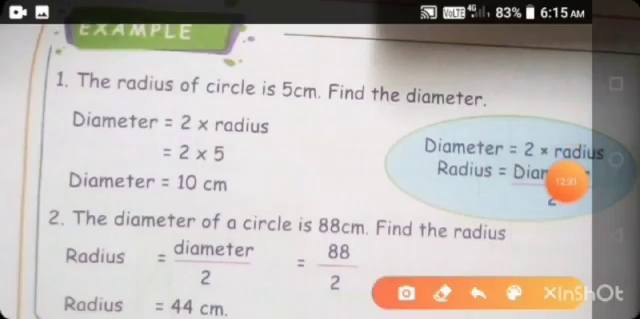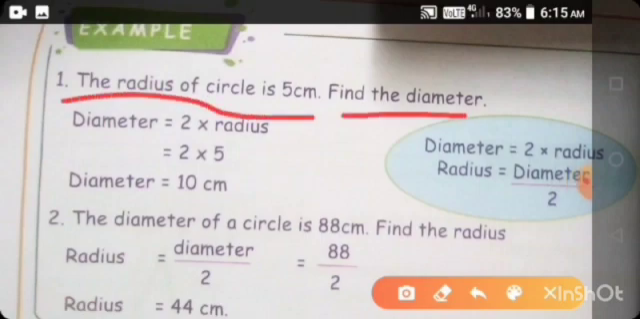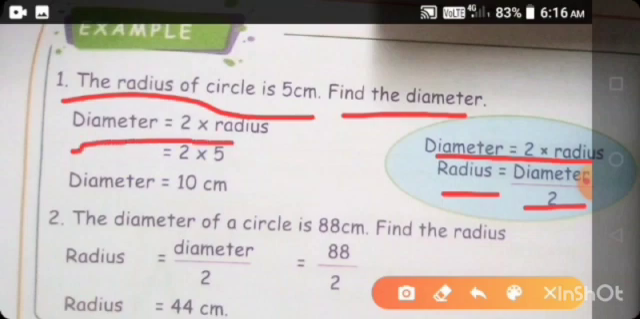Let's see some example 1. The radius of the circle is 5 centimeter. Find the diameter. Given a radius is 5 centimeter. We already know diameter is equal to 2 into radius. That means radius is diameter by 2. Now we find out the diameter. So diameter is equal to 2 into radius, 2 into radius value 5 centimeter. So diameter is equal to 2 fives are 10.